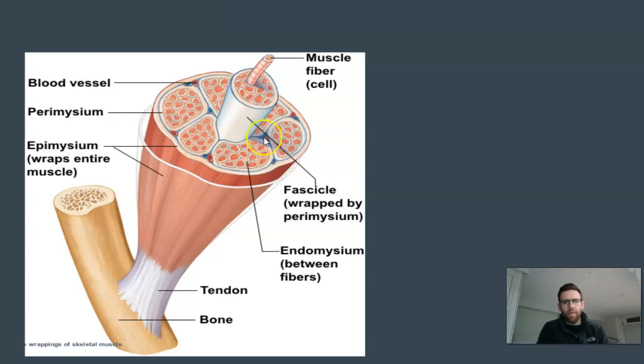Sometimes we have fascicles in our muscles. So this is a fascicle. And a fascicle is really just a bunch of muscle fibers. So if we look inside a fascicle, we'll see that we can pull out one muscle fiber. And a muscle fiber is one cell of muscle. So that's something that you might have seen in a previous lesson.